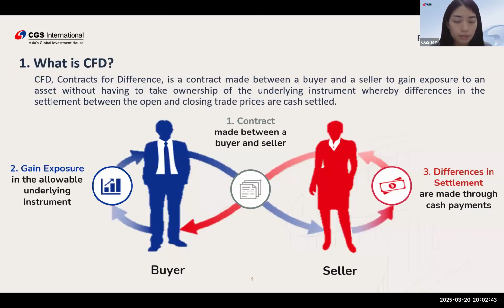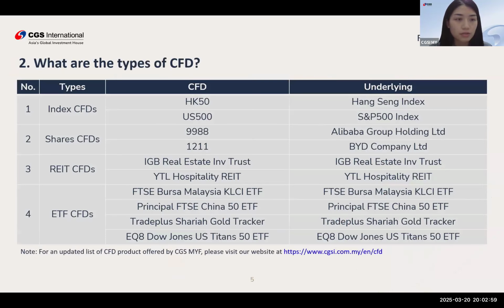CFD is a contract between a buyer and a seller to gain exposure to an asset without having to take the ownership of the underlying instrument, and any difference between the open and closing trades are cash settled. Next. So if the previous slide is too technical for you, perhaps this could help.